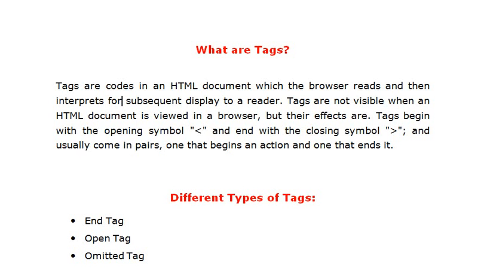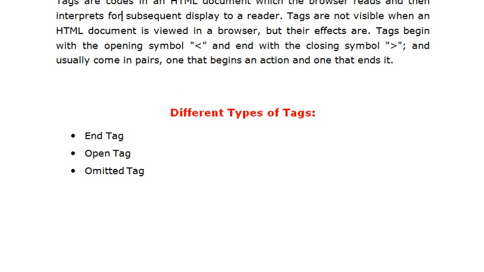Okay, now what are the different types of tags? First is end tags, means the tags which have their opening tag as well as ending tag. The most important or the most simple example is the HTML tag itself. The HTML tag has an opening tag and ending tag as well. Open tags which do not require end tags, like the BR tag we will use in HTML in future.